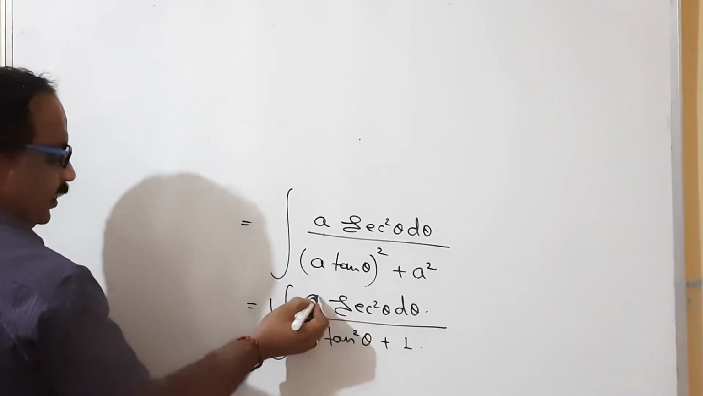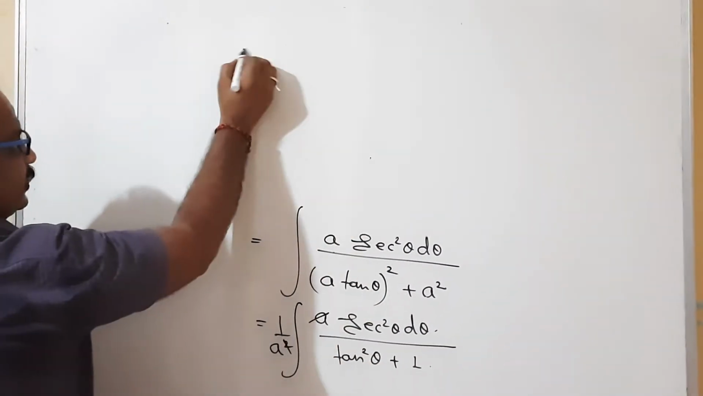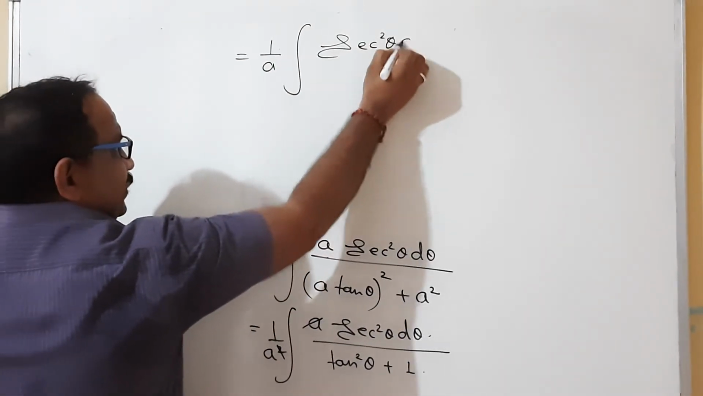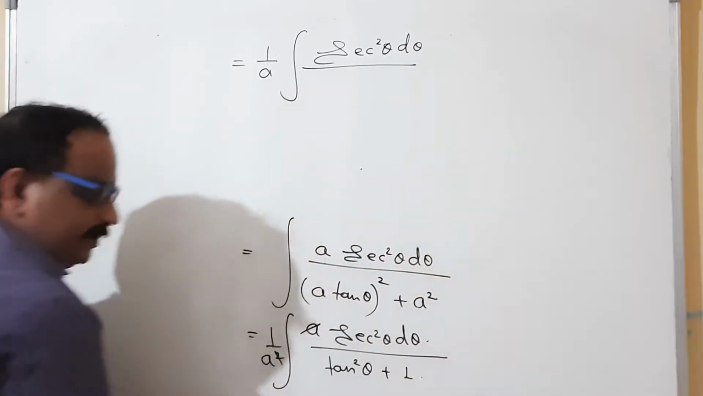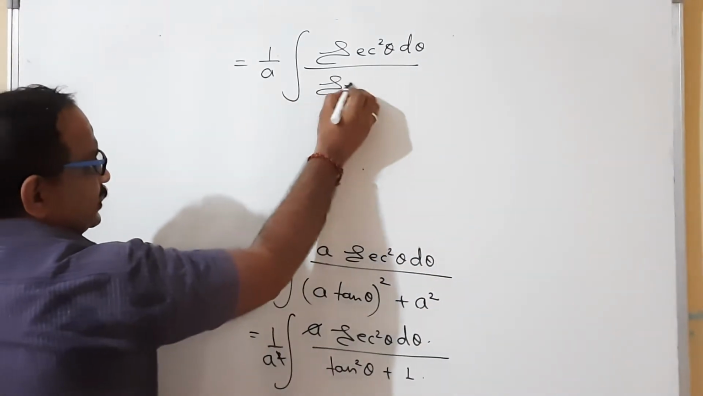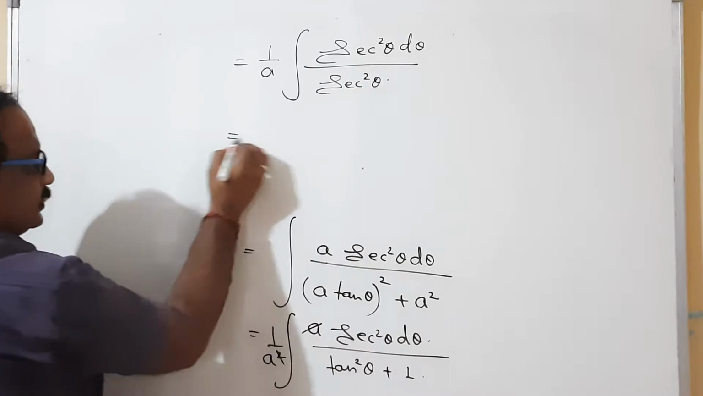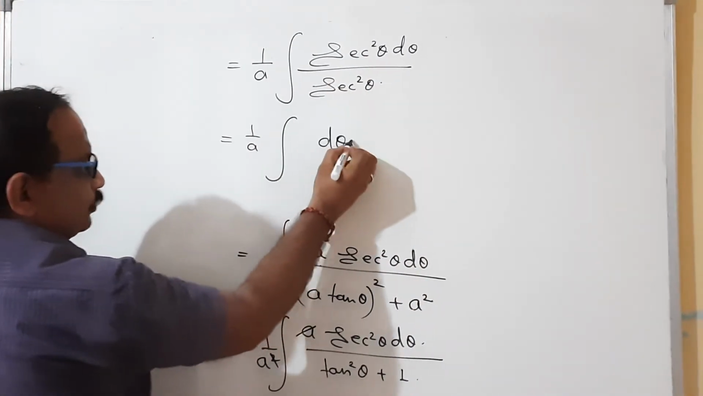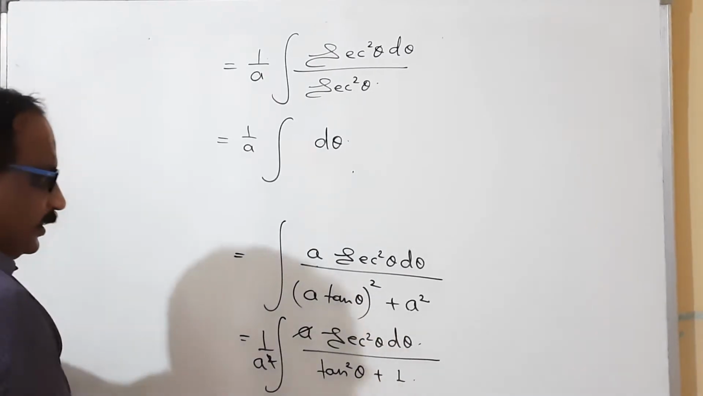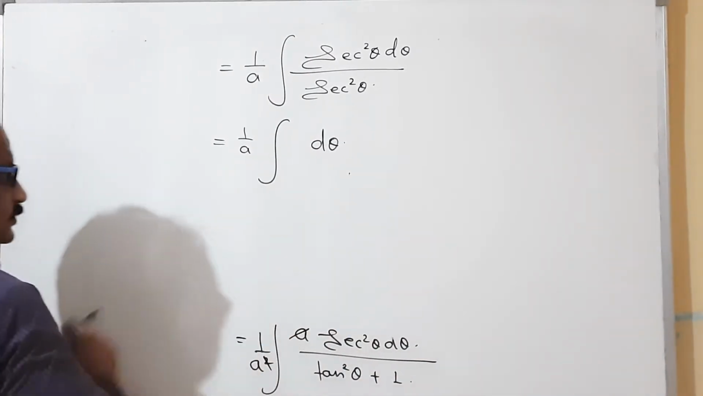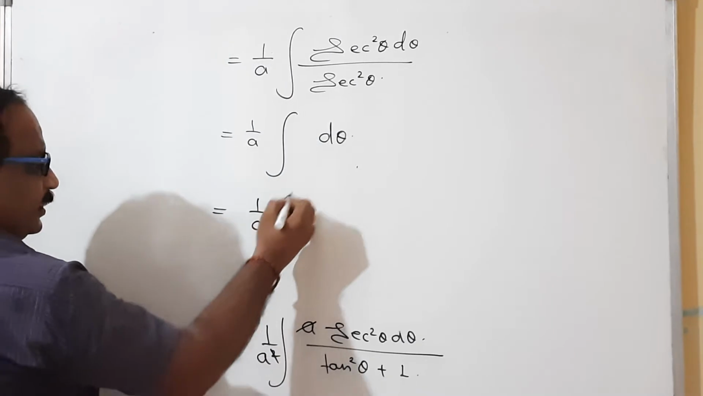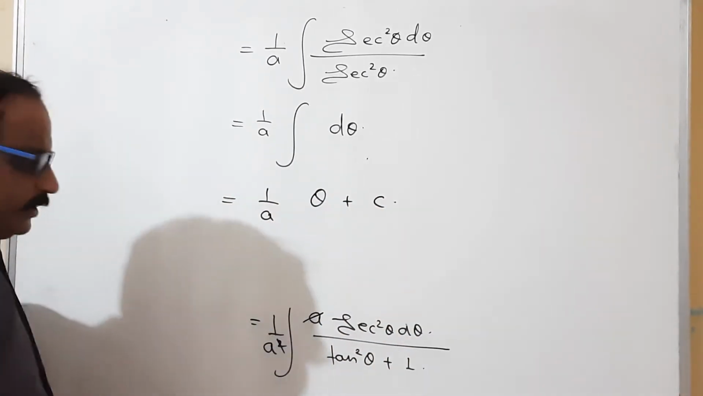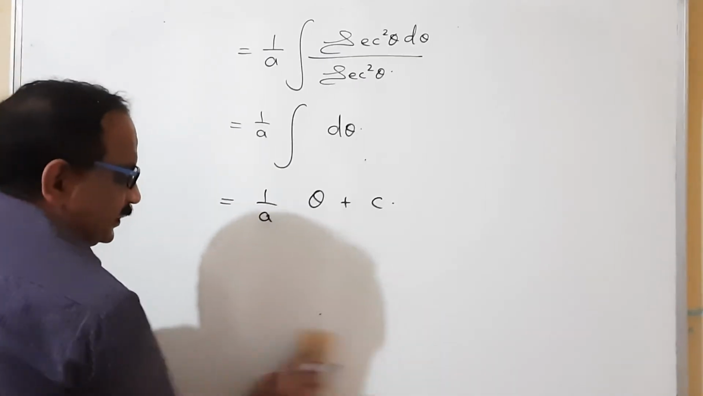So we should go with that. Here is 1a. This a can be cancelled one part here. So there is 1 by a outside the frame. Inside portion is sec square theta d theta, and denominator portion is again sec square theta. Fine. So this portion will be cancelled with that and remains only d theta. And then we have to integrate it. So there is 1 by a and its integration is theta plus c.